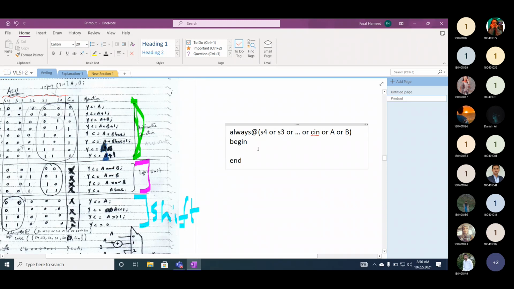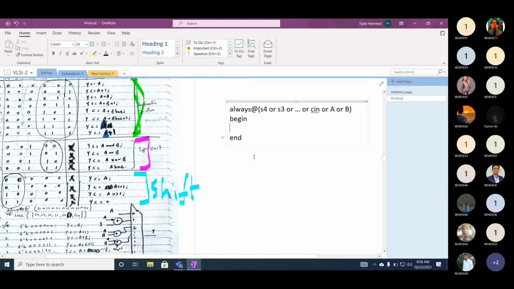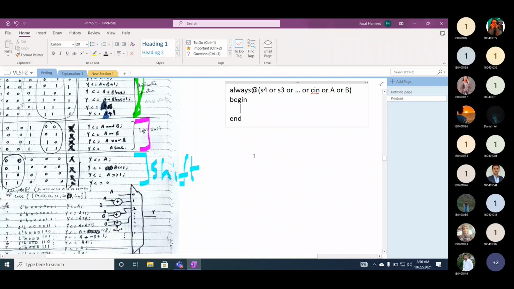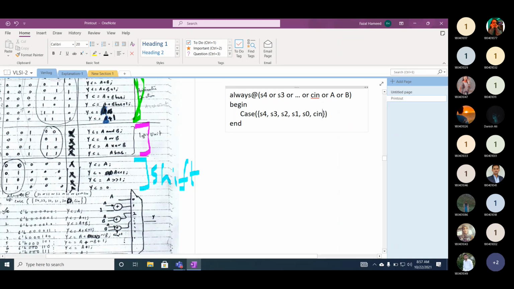You can implement the same thing using a case statement. Am I right or not? Okay, so case, then the opcode. You'll use the concatenation operator, in which you use S4, S3, S2, S1, S0. When we are using any case statement, what is the size of this case expression? 5 bits, but we also include Cin. Here Cin is also there.